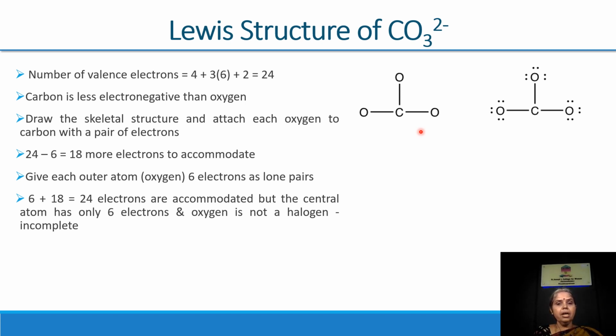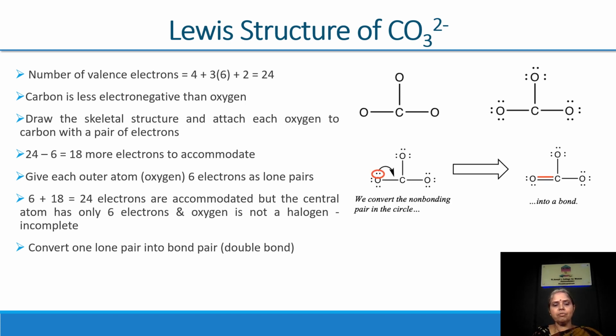What did we learn? If the outer atoms are halogens, even if the central atom doesn't get an octet, it is fine. But here the outer atoms are not halogens. So, now you have to adjust the structure such that carbon also gets an octet of electrons. So, now we further modify. What did they tell us? Convert a lone pair into a bonding pair such that it will form a pi bond. Convert one lone pair into a bond pair so as to form a double bond.